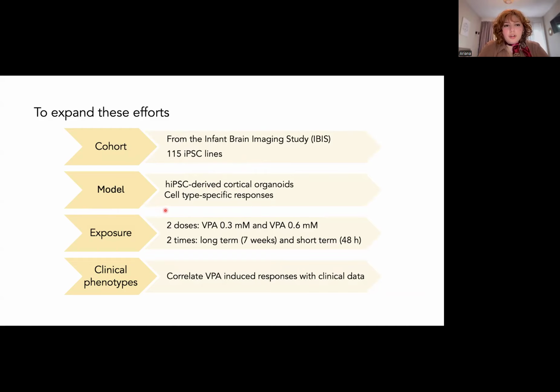Now we are changing our model. Before it was human neuronal progenitor cells; now we're doing iPSC-derived cortical organoids, and because we will do single-cell RNA-seq, this will allow us to investigate cell type specific responses. For exposures, we are doing two doses, and we are also doing two time courses: repeated exposure for the long term, for 7 weeks, and short term, for 48 hours. On top of that, because we have clinical data from this cohort, we will be able to correlate VPA-induced responses with clinical data.